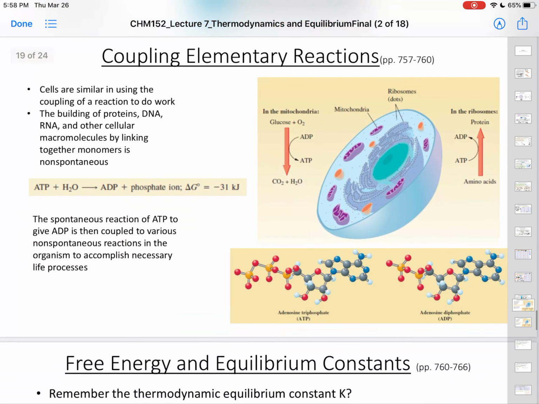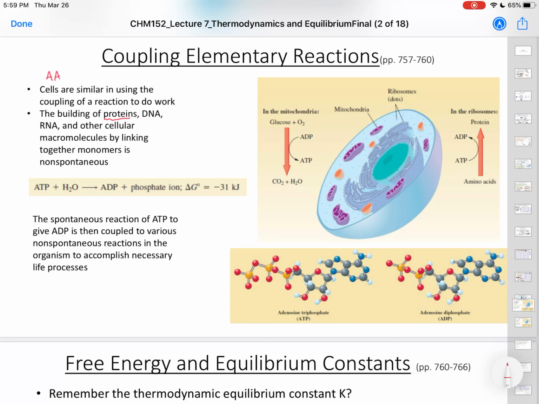But really, the idea is you're coupling these two reactions to make it very spontaneous. Okay. This happens in our body as well. We do couple elementary reactions. Okay, so in our cells, we often would like to make large macromolecules. So basically, for example, proteins, DNA, RNA, these things are large molecules, and they're basically small subunits linked together.